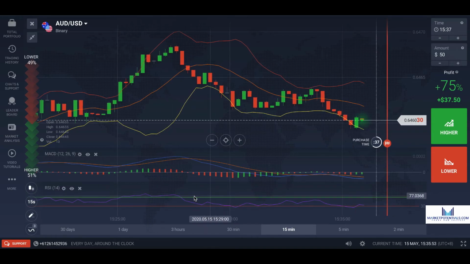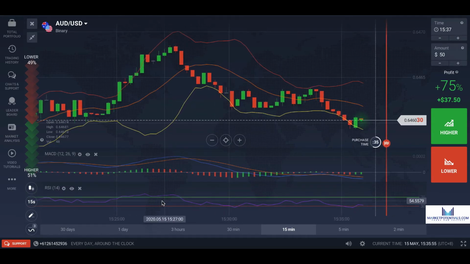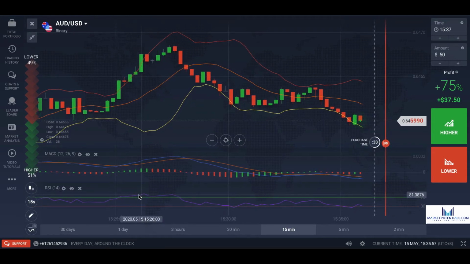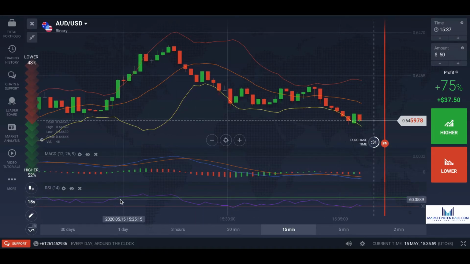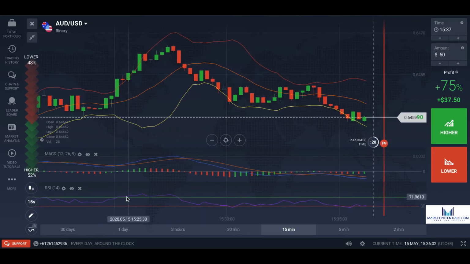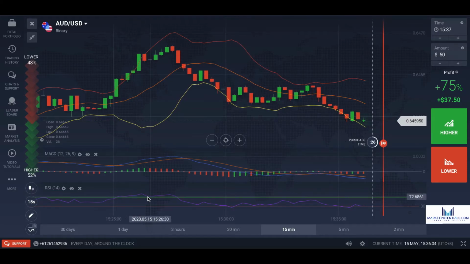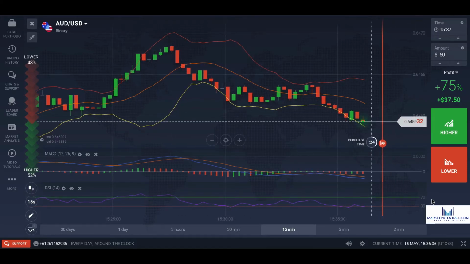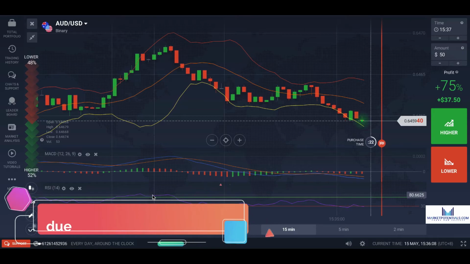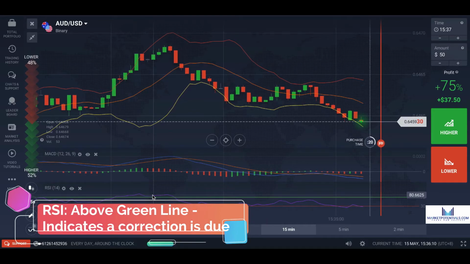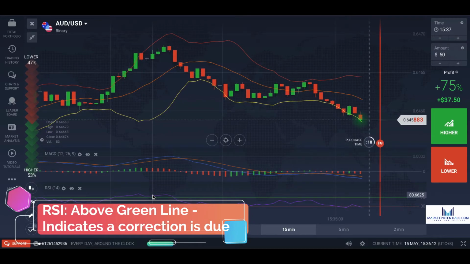Now, again, what I was telling you guys about the RSI is that it's basically about being overbought or oversold. If it's above this green line here, which is actually the 70 indicator, it tells you that the position, or whatever the instrument is, is overbought, which means that it is going to correct.